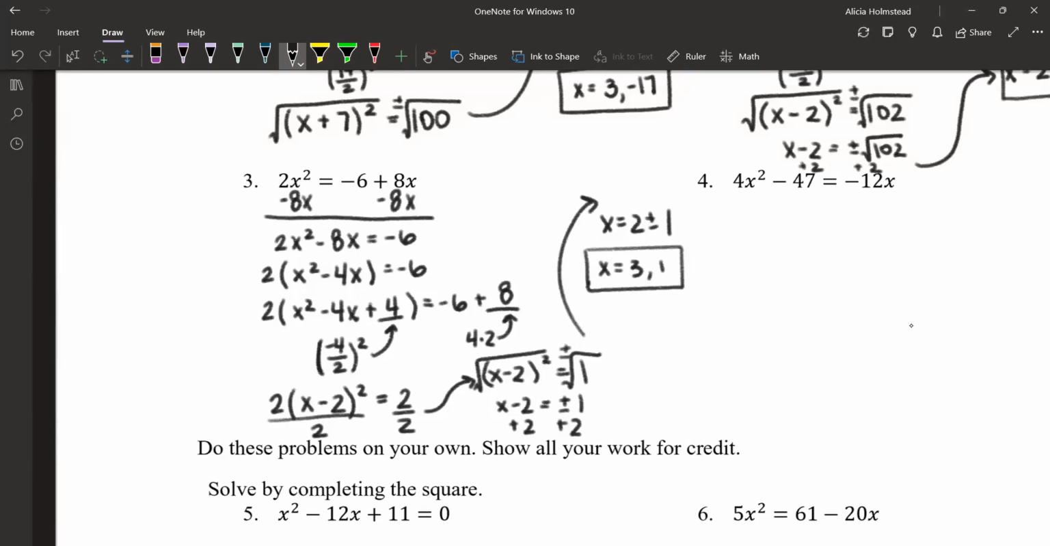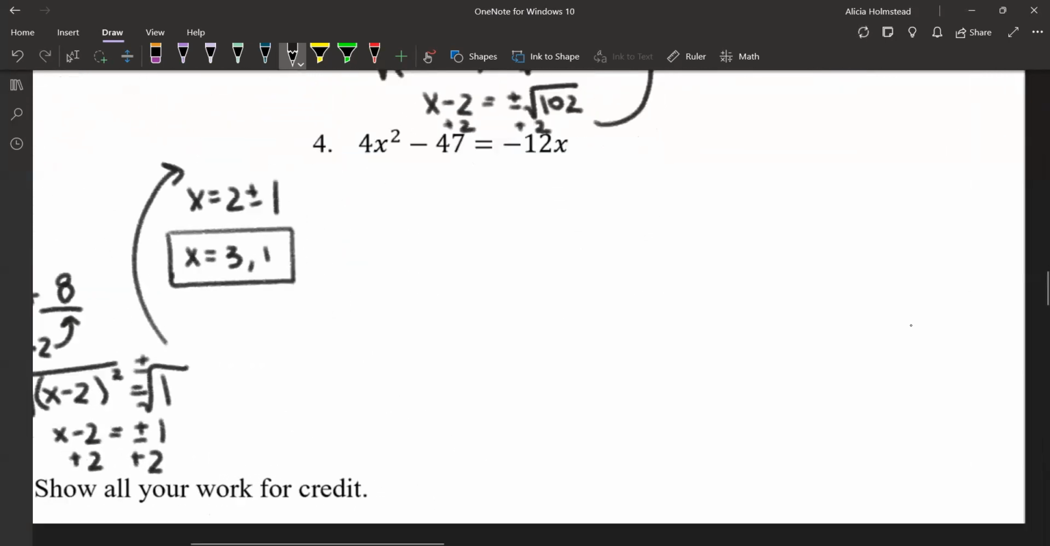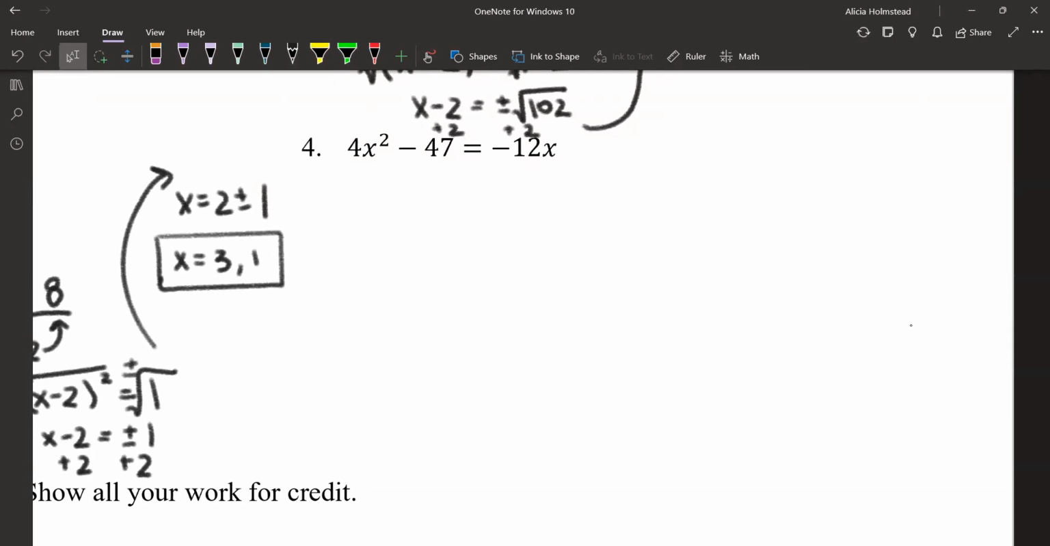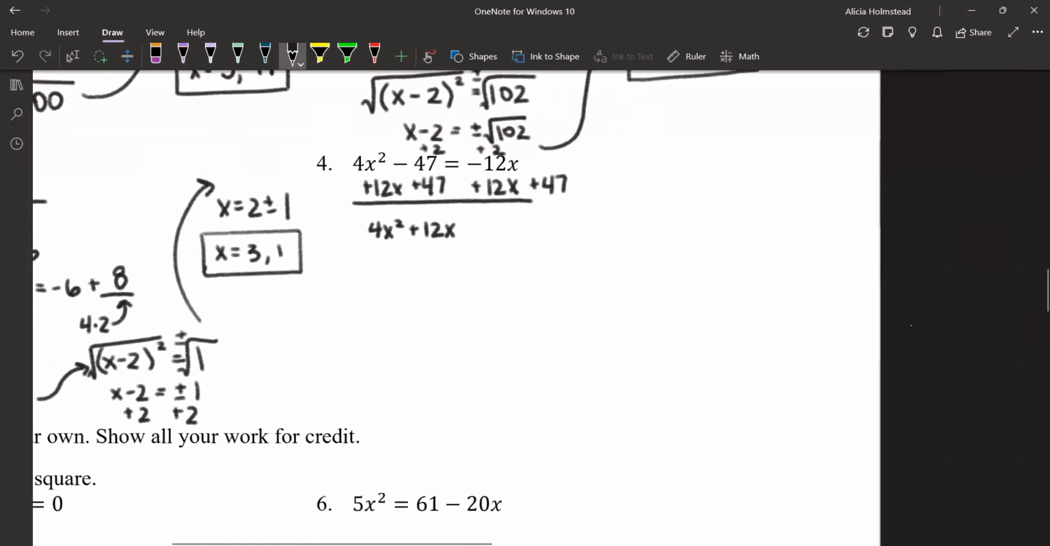All right, and the final example for this video, number 4. Oh, sorry, zoomed in a little much there. Okay, so step 1 is to move the x terms to the left side and the constants to the right side. So we'll add 12x to both sides. So we'll have 4x squared plus 12x. And then we also want to move the constants to the other side. So we'll have 47 over here, because that goes to 0 and that goes to 0.